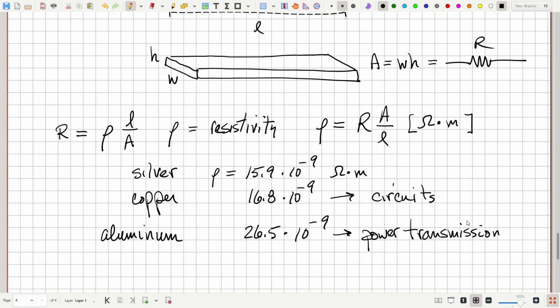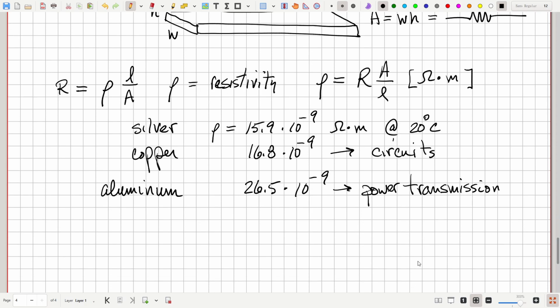By the way, these values are at a reference temperature of 20 degrees Celsius, because resistivity generally is an increasing function of temperature. So for copper, the rho goes up by about 0.39% per degree Celsius. So resistance tends to go up with higher temperature.